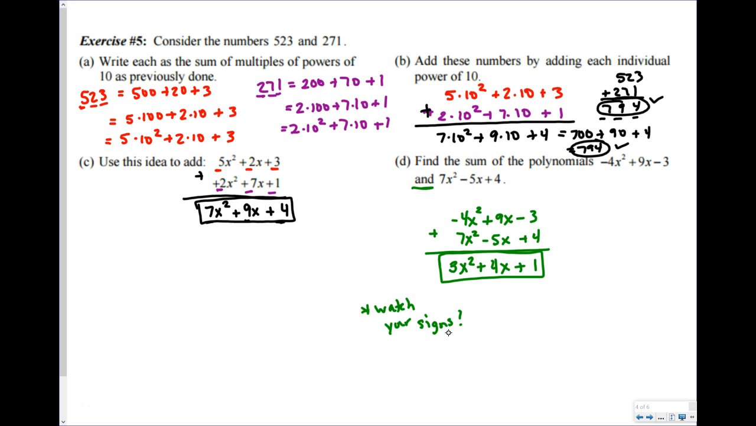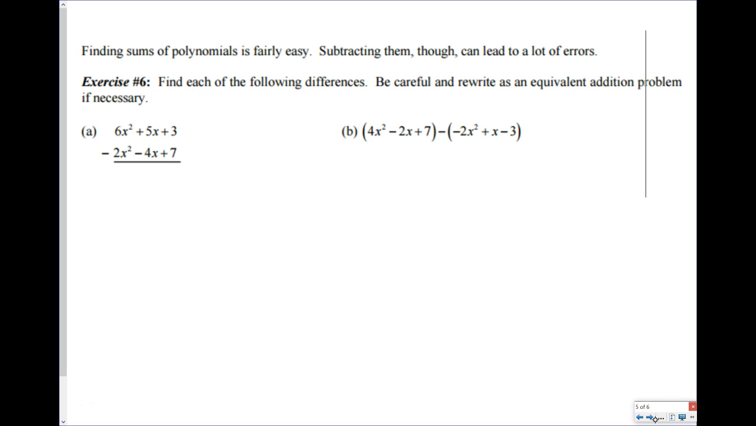Let's take a look at what happens when we subtract as our last part of this lesson. Subtracting polynomials is very tricky if you're not careful. Okay, so exercise 6 says find each of the following differences. Be careful and rewrite as an equivalent addition problem if necessary. So here's what I like to do here. I'm going to pay attention that I am subtracting here, right? And I'm going to go by subtraction.